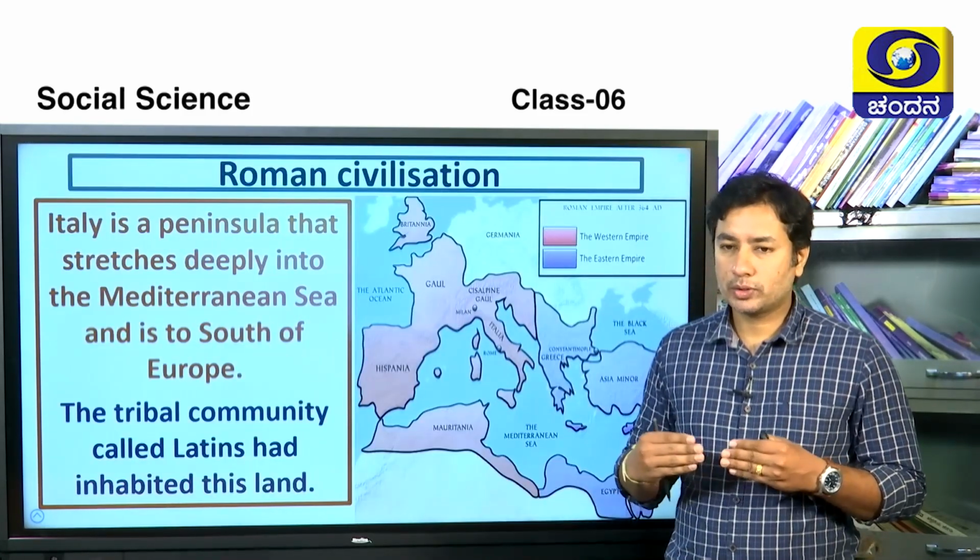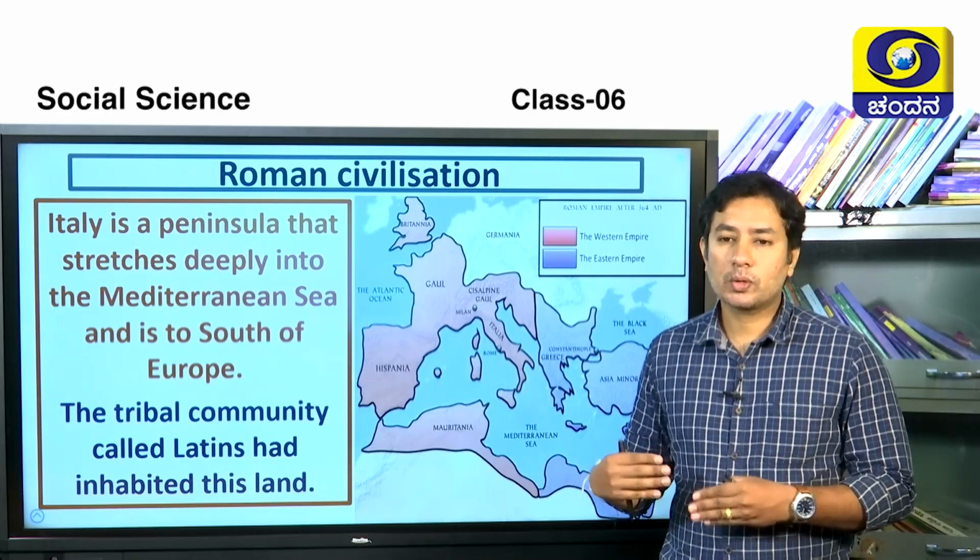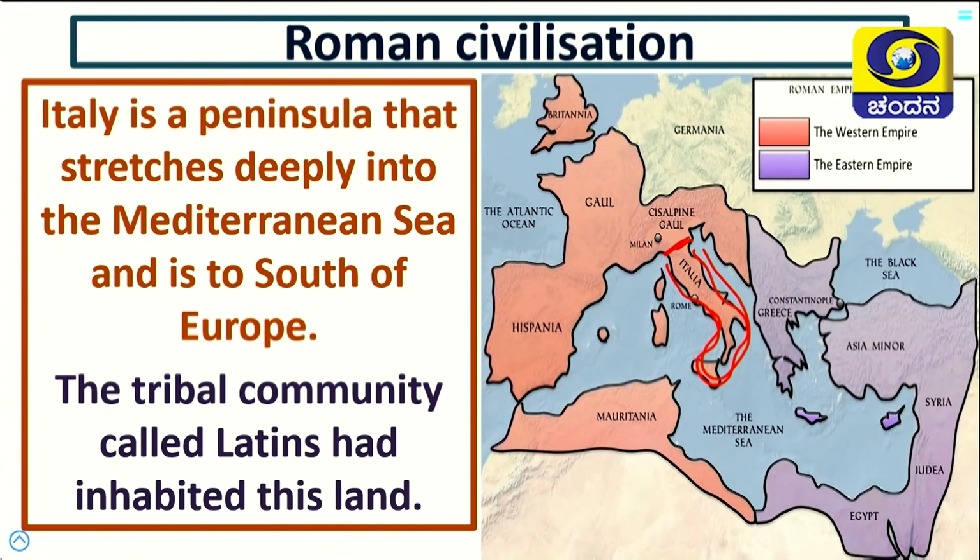So far we have learnt about Greek civilization. Now let's come to Roman civilization. Here you can see Italy. So here comes Rome. Okay, it is a peninsula of the Mediterranean Sea.